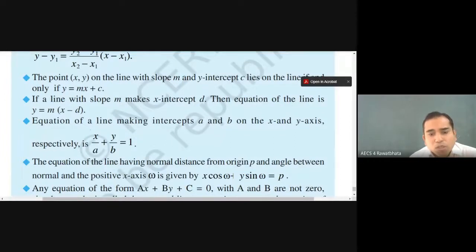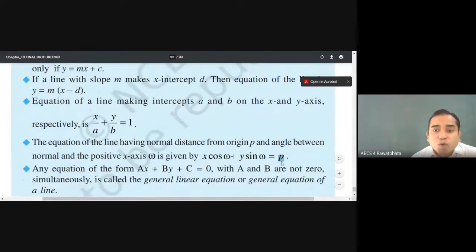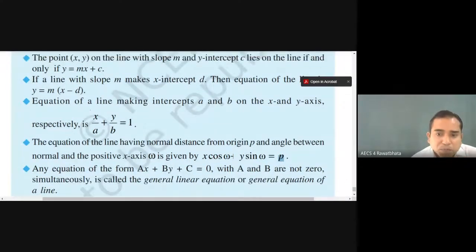Then one more standard form is the normal form. This normal form is given by x cos omega plus y sin omega equals p, where p is the length of the perpendicular drawn from the origin on the line, and omega is the angle between the positive side of the x-axis and that perpendicular drawn from the origin on the line. x cos omega plus y sin omega equals p.